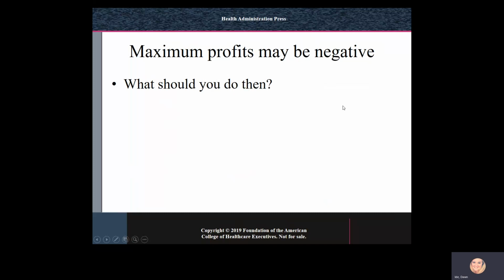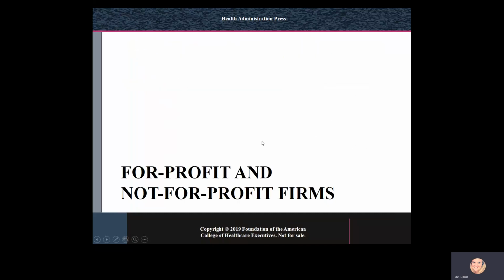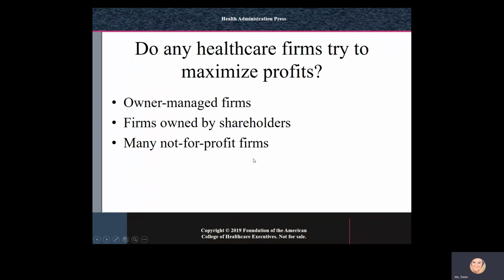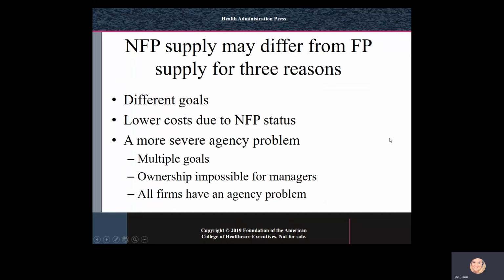Maximum profits may be negative. So if you have negative profits, here's what to do. Okay, for-profit and not-for-profit firms. Do any healthcare firms try to maximize profits? Yes, they all do. The ones that are for-profit, not-for-profit, they all do.